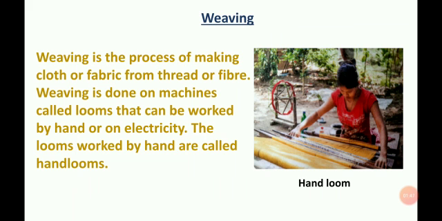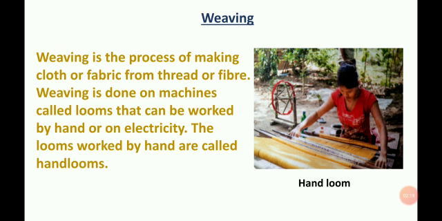Now, what is weaving? Children, weaving is the process to make cloth or fabric from thread or fiber. Thread is made from fibers. Fibers can be of two types, that is artificial and natural fibers. Cotton, silk, wool, or jute are the examples of natural fibers, while nylon and polyester are artificial fibers.